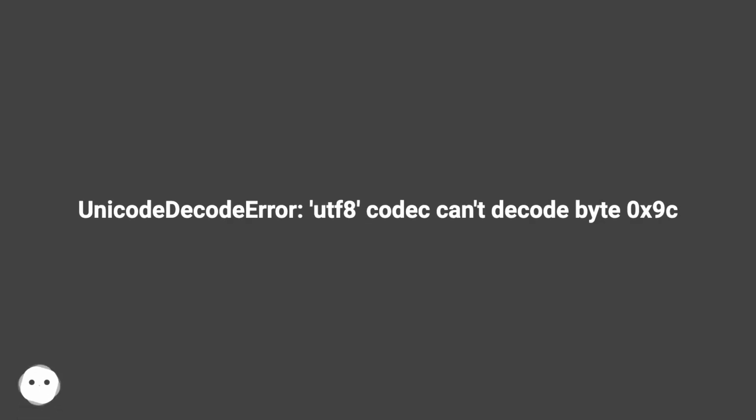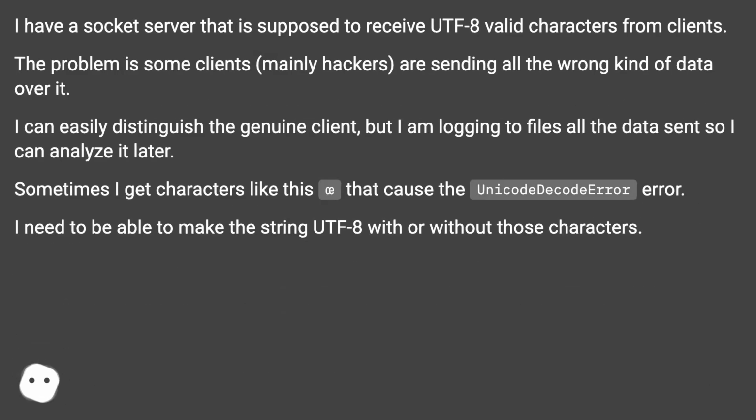UnicodeDecodeError, UTF-8 codec can't decode byte 0x9c. I have a socket server that is supposed to receive UTF-8 valid characters from clients. The problem is some clients, mainly hackers, are sending all the wrong kind of data over it. I can easily distinguish the genuine client, but I am logging all the data sent to files so I can analyze it later. Sometimes I get characters like this, OE, that cause the UnicodeDecodeError. I need to be able to make the string UTF-8 with or without those characters.